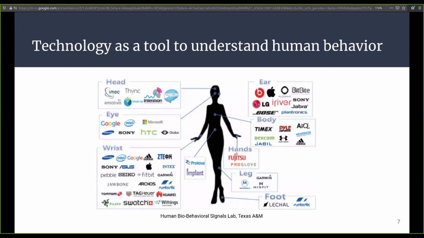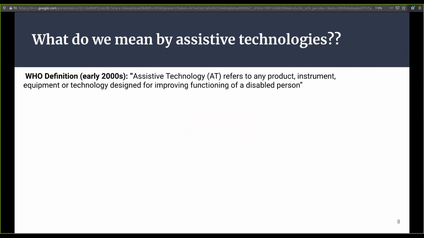So just to give you an idea of how popular these technologies are nowadays, this is a small representation of the different companies that have invested time and money to build technology around this area of research. And to better understand the importance of human behavior as a major part of assistive technologies, we have to understand what assistive technologies are in the first place.